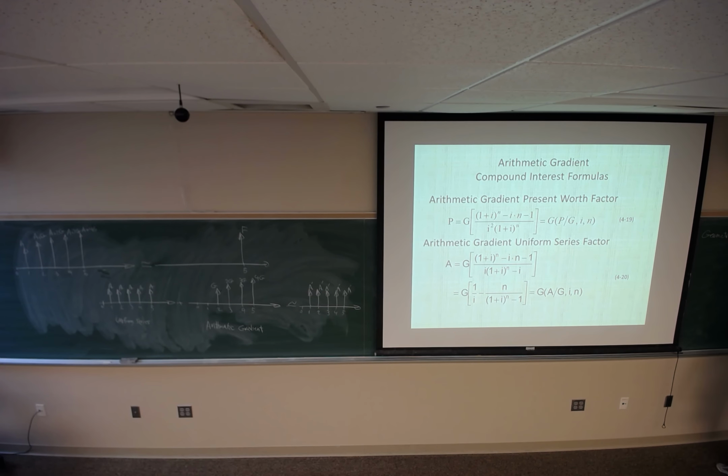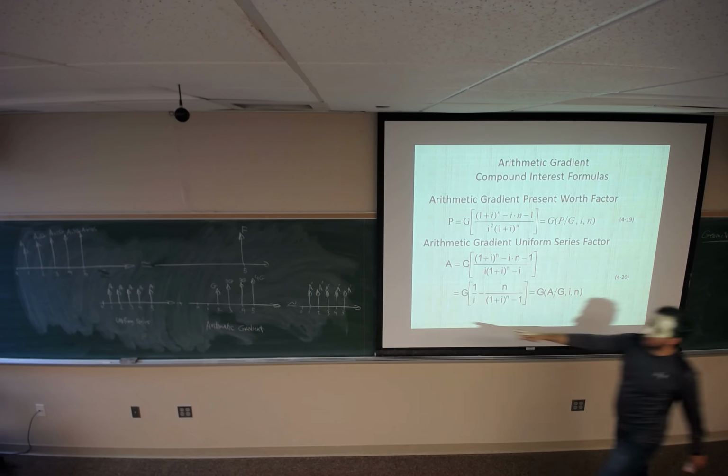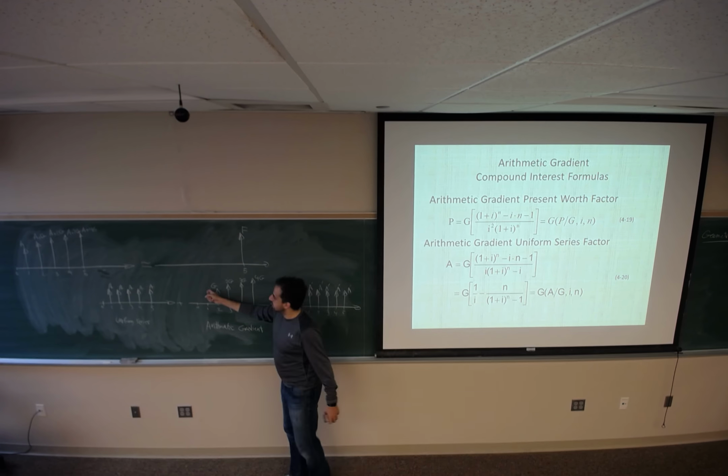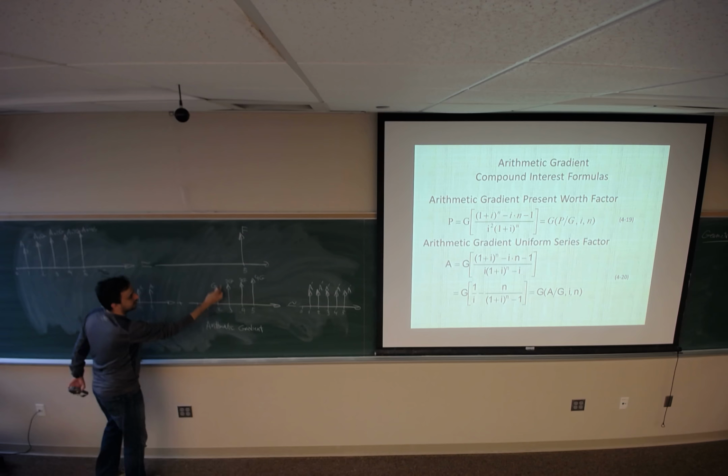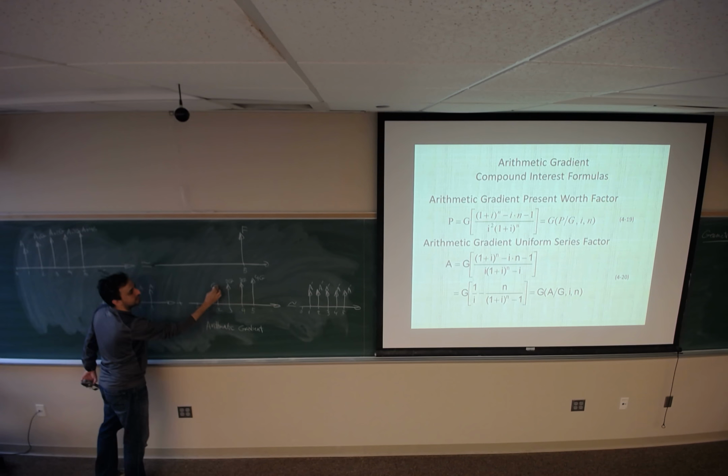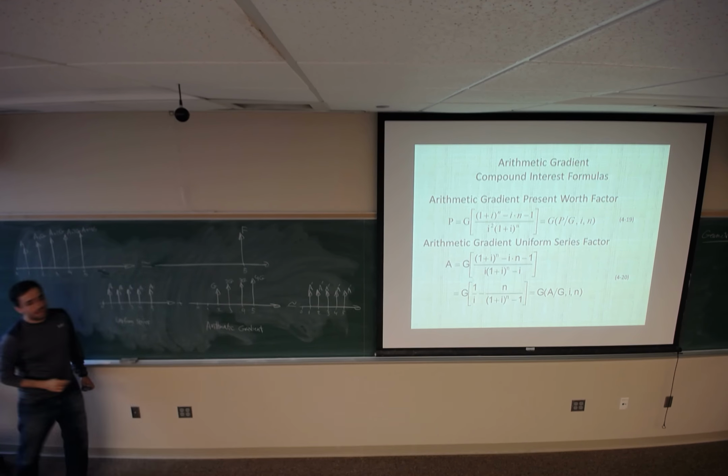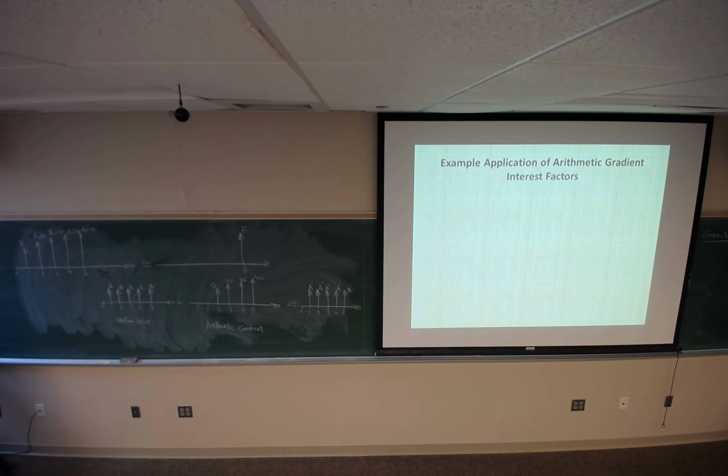Now, today we are going to talk about the last type of payment, which is geometric gradient. So in arithmetic, the amount of the payment is increasing at a constant amount. As you see, it's starting at year 2, it's increasing at the constant amount. In geometric gradients, it's going to increase at a constant rate.